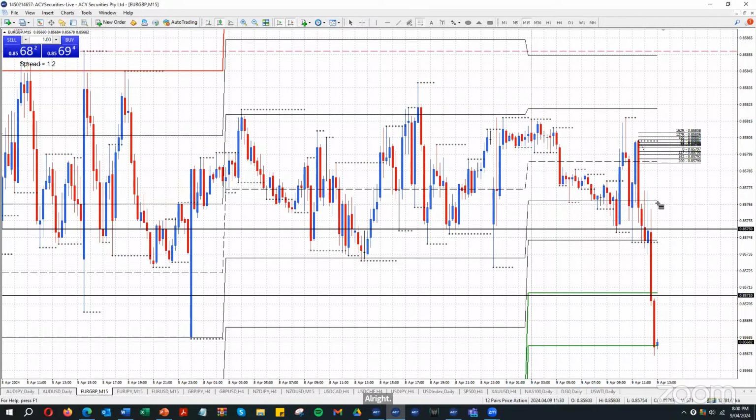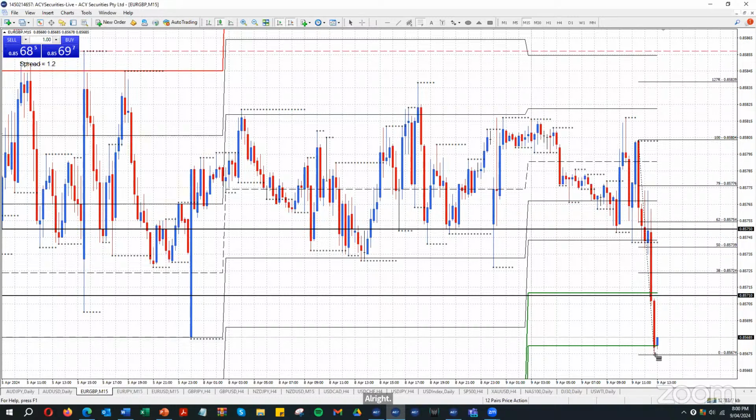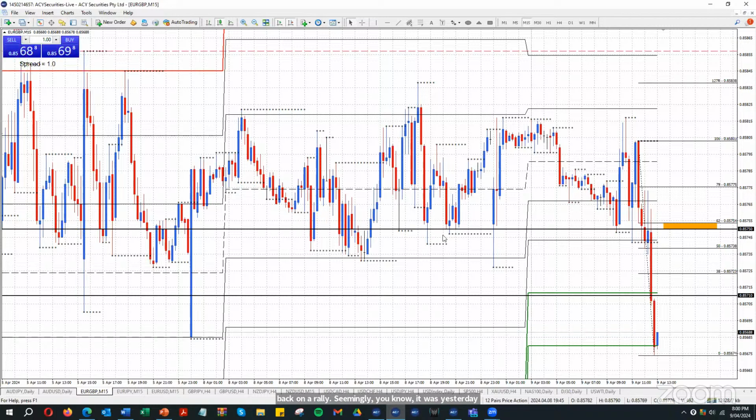On this 50-minute chart at the moment, there's the move. 85.75's here. That's really the sell zone at the moment. If we can get back on a rally, seemingly, it was yesterday very choppy, holding above this area as support. Looking now like we've broken that area to the downside. So we're going to come back up to this area now to be resistance to move down.